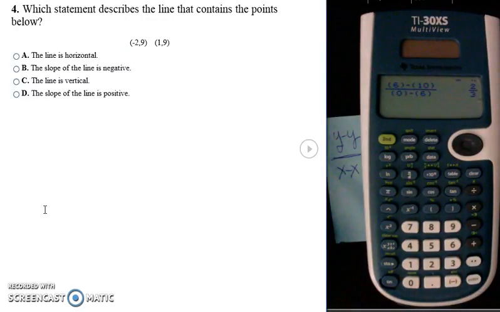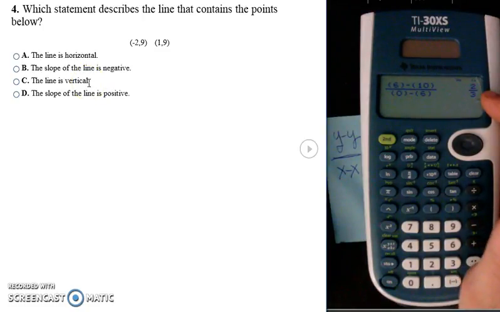Now you can get some questions where you have to find out if the line is horizontal, vertical, or the slope's negative or positive. So if the line is horizontal, the slope is going to be 0. If the line is vertical, the slope is going to become undefined. So once again, if the line is horizontal, you're going to get an answer of 0. And if the line is a vertical that's undefined, it's going to tell you error on the calculator. It doesn't tell you undefined, it tells you error.